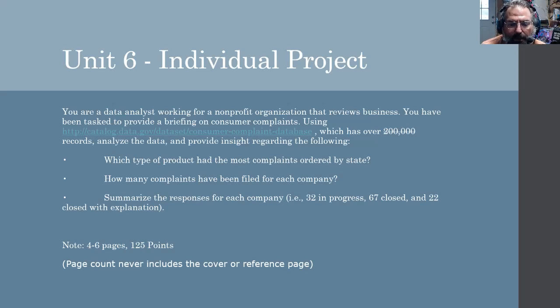Also, how many complaints have been filed for each company? So a group by the companies and the count of their complaints. And then a summary of basically talking about, for each company, what is the current state or the response for that company. So it's a couple group bys, so a roll-up essentially.